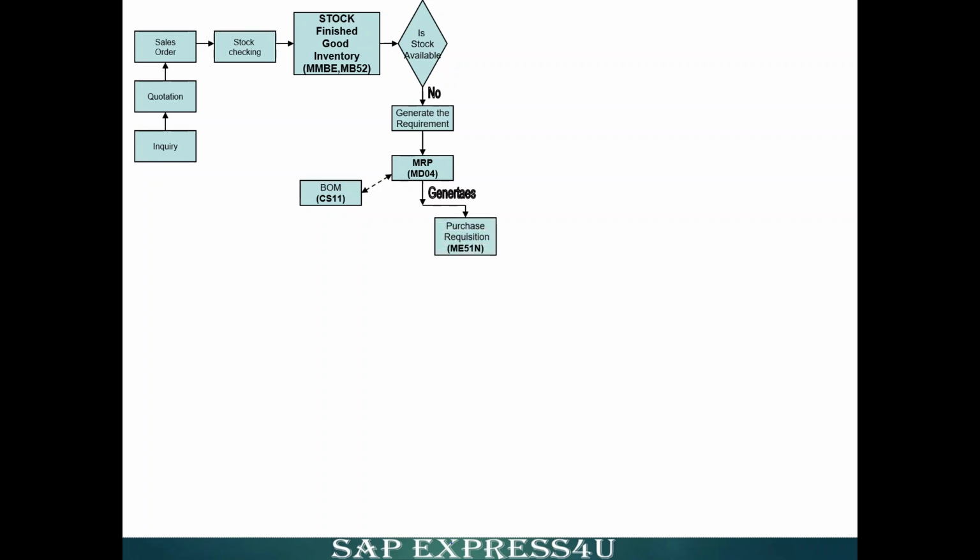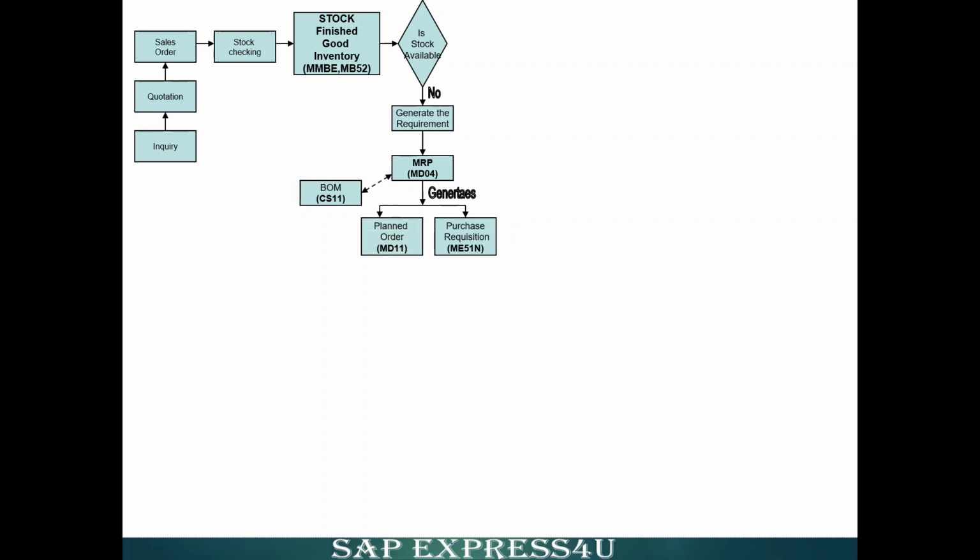Now when MRP runs, MD04, what will happen? It will generate purchase requisitions for external goods. Let's say raw material. Raw material we are not going to produce. What we are going to do is procure externally. So for that we require purchase requisitions, and planned orders.